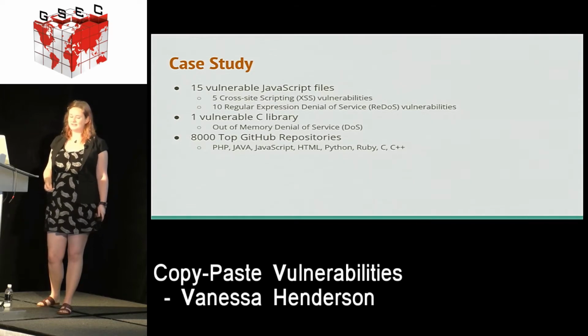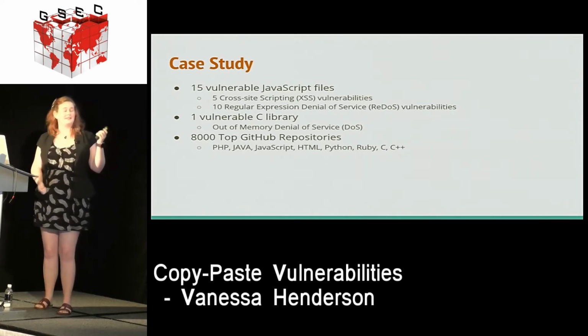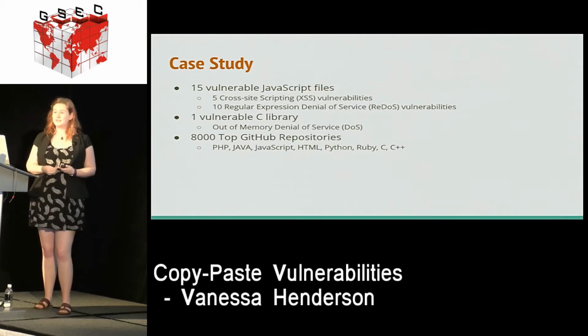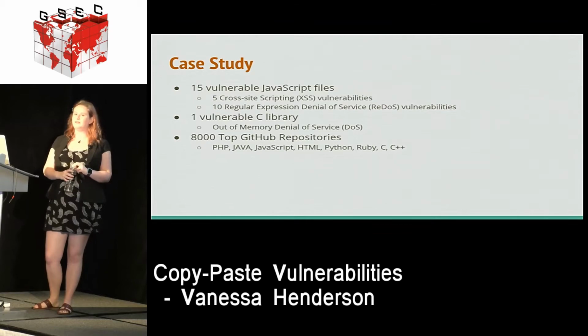denial of service vulnerability. I scanned the top 8,000 projects on GitHub from the following languages, as seen on the screen behind me here. These were the top forked projects because I found that a developer is more likely to fork a project if they're actually interested in using it because they want to have a stable copy that they know works with their application.